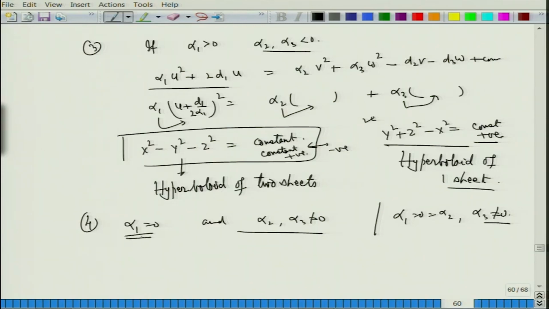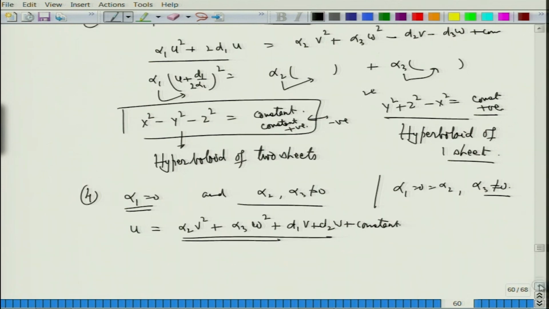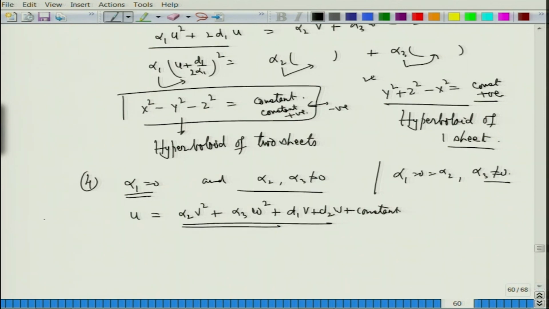So, when alpha 1 is 0, what does it mean? I get something like u is equal to alpha 2 v square plus alpha 3 w square plus d1 v plus d2 w plus constant. All right. So, you can see that you are getting in some sense a parabola, because in parabola the equation was y square is equal to 4ax. So, there was one square term and there was a linear term here. Fine. So, I need to understand both of them separately.